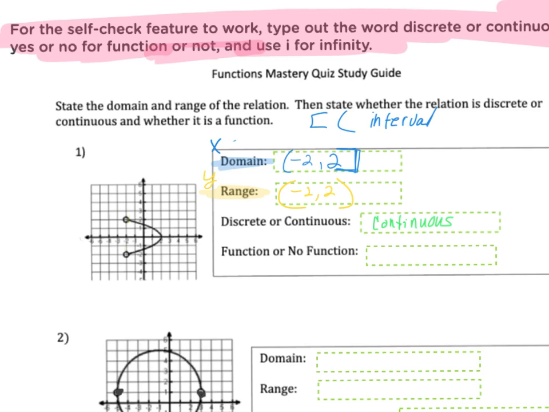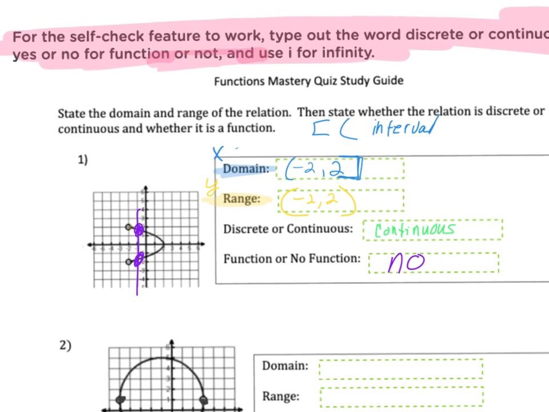And the last thing we need to do is determine whether or not it is a function. So if I draw a vertical line straight through that graph, it's going to hit it in 2 places. So that means it is not a function. It's not a function because it failed that vertical line test. So any questions about where those answers from number 1 came from?